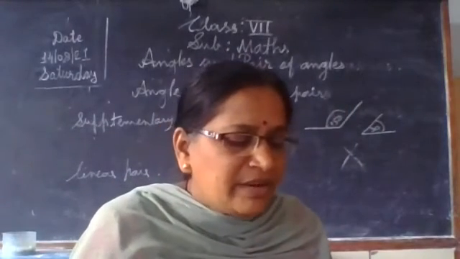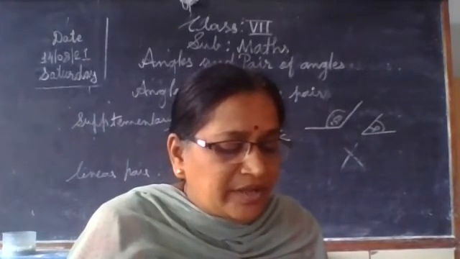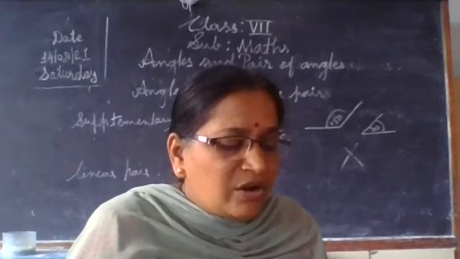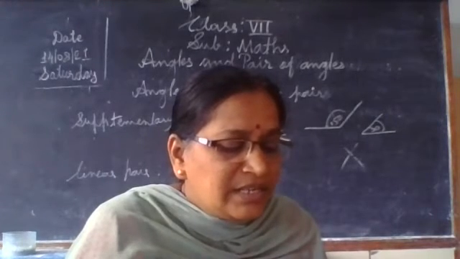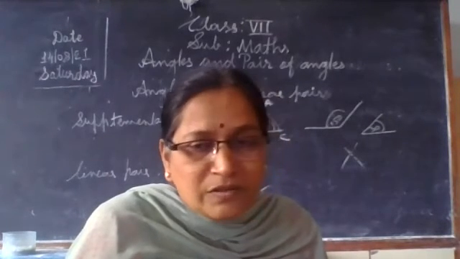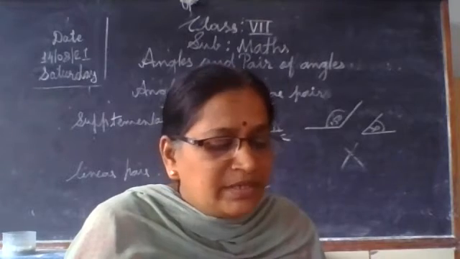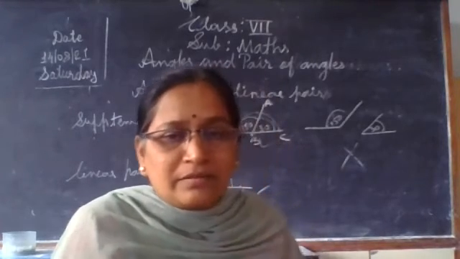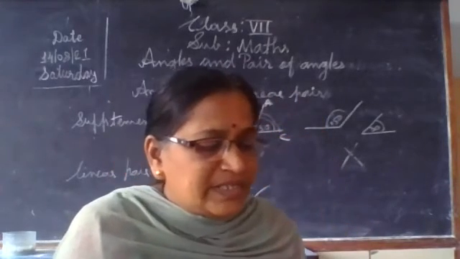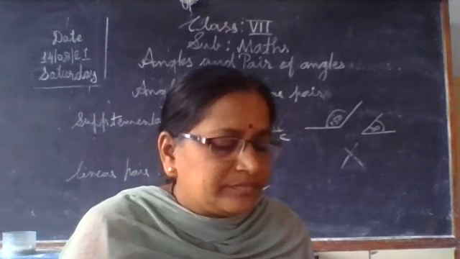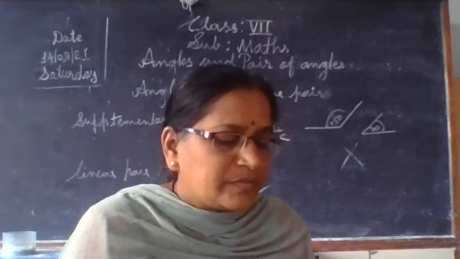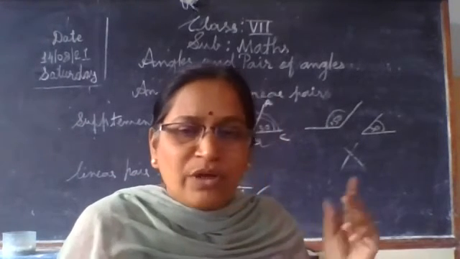Angles in a linear pair which are not supplementary. Which are not supplementary means they are adjacent. So angles in a linear pair. So you have to draw this type of angles.